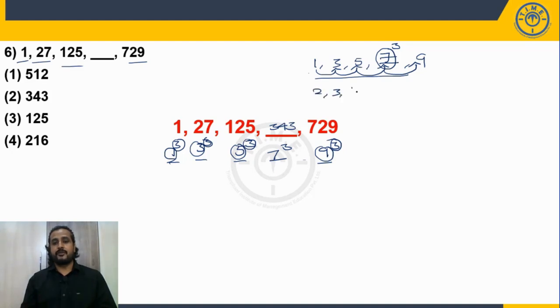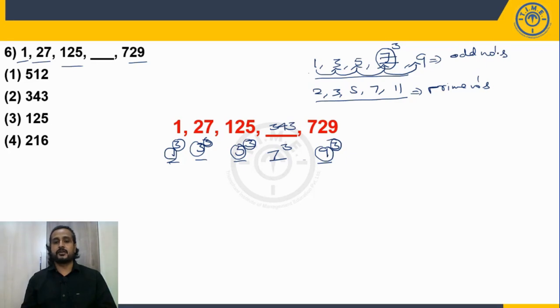2, 3, 5, 7, 11. This is a series of prime numbers. 1, 3, 5, 7, 9 is an odd number series. Alternate numbers will be found here, but in this case, we won't get alternate numbers every time. So 2, 3, 5, 7, 11 is the prime number series, and 1, 3, 5, 7, 9 is the odd number series.